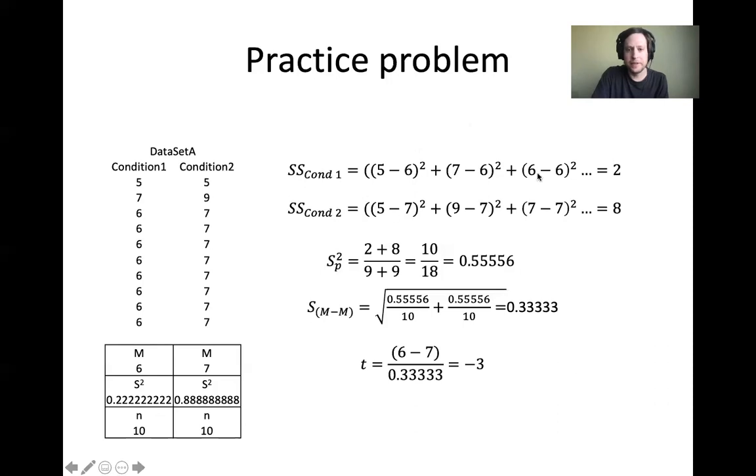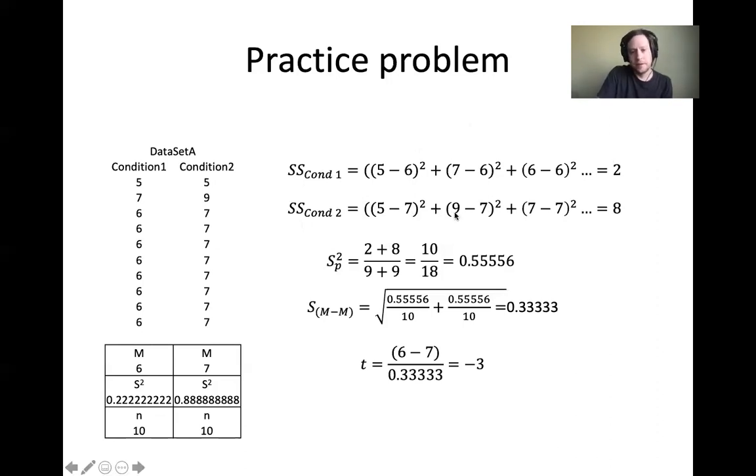So the sum of squares of condition 1 is this number here, 2. Let's do the same thing for condition 2. There's the number 5 right there, minus 7. The 7 comes from the fact that the mean of condition 2 is 7. 5 minus 7 equals minus 2. Minus 2 squared equals 4.